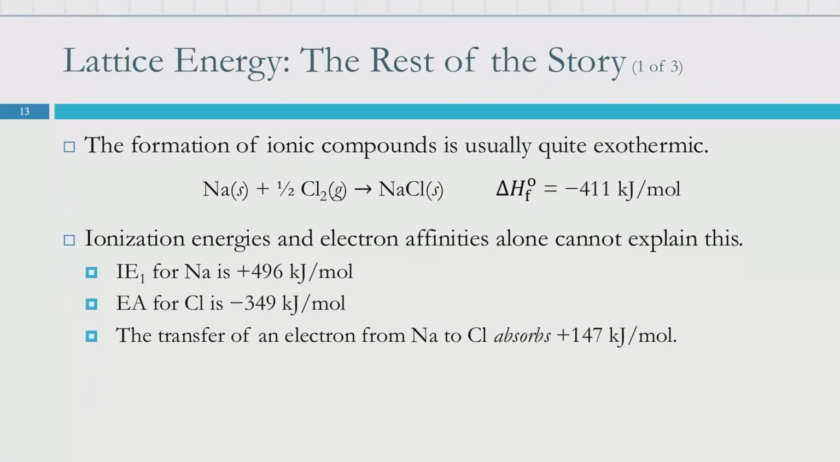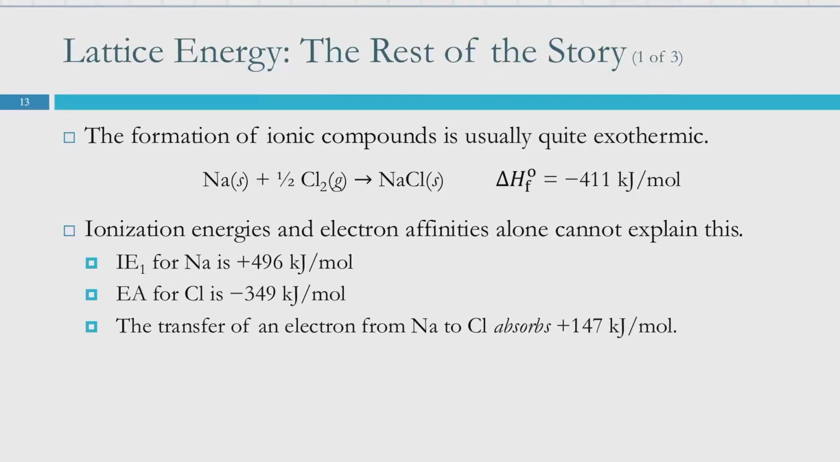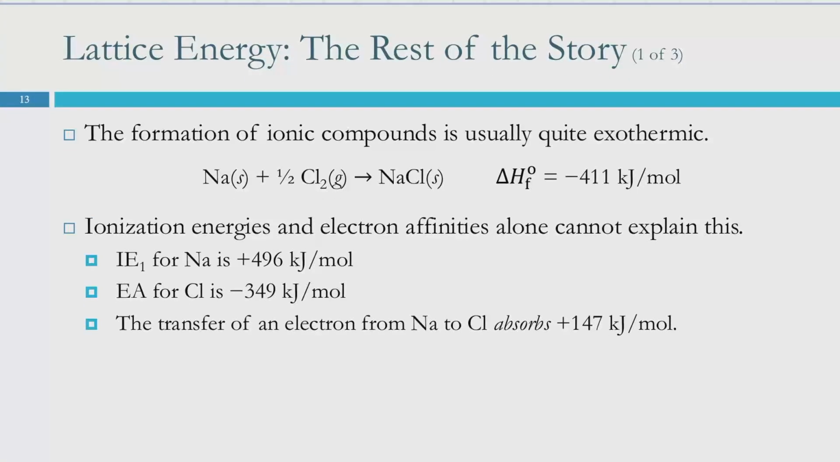Okay, some extra information you probably didn't cover if you took Chem 10 or Chem 20. Lattice energy. So as it turns out, the formation of ionic compounds is usually quite exothermic. What does exothermic mean? It has to do with energy. Is it energy gained or released? It is energy released. So there's a lot of energy that's released when we form ionic compounds, generally.